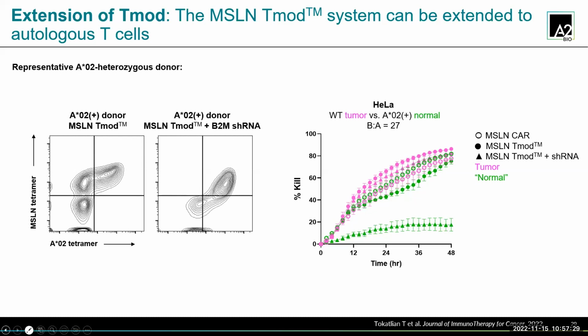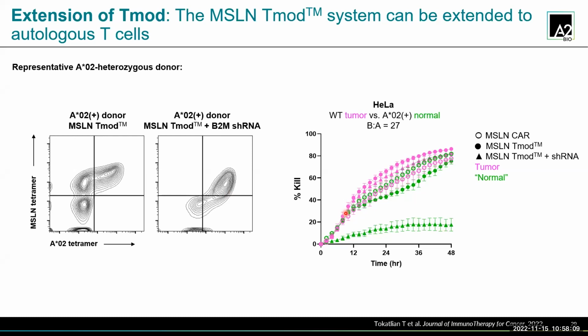So here I'm highlighting the data for the ability of B2M shRNA paired with mesothelin TMOD in an A2 positive donor to downregulate surface HLA class 1, restore binding to an A2 tetramer, as can be shown here. So here, HLA-A2 tetramer binding is reduced in A2 positive donors with mesothelin TMOD, but restored in the presence of B2M shRNA. This then restores functional binding and recognition to HLA-A2 in trans and restores blocking function.